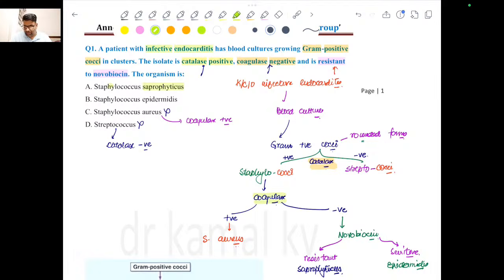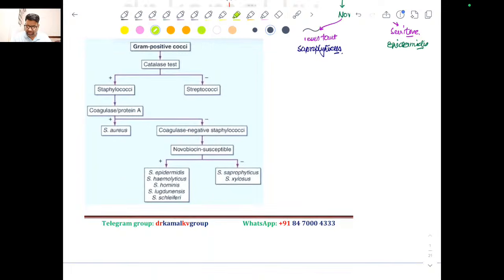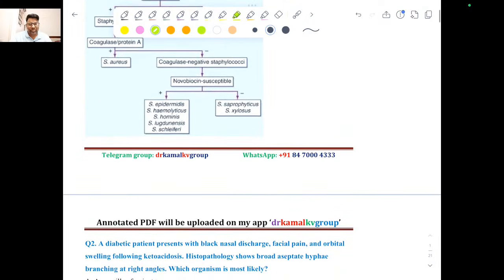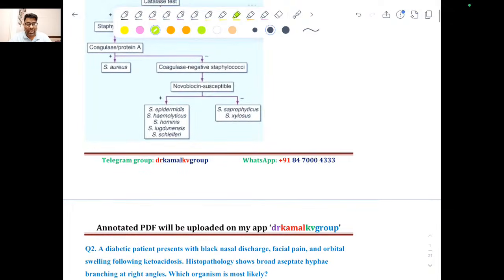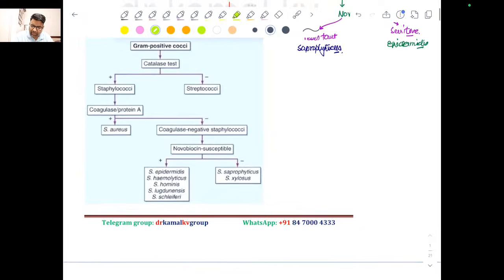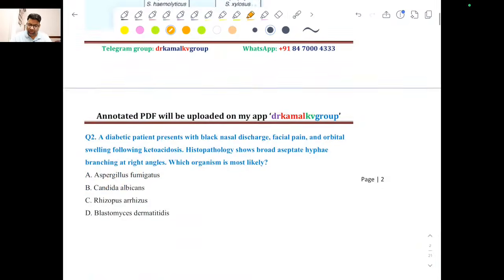So, please read this thing properly. You can take this chart, something like this. Okay. So, you can just read it in the annotated PDF, which I will be uploading on my app, right. So, for the time being, the answer is saprophyticus. Clear? Chalo, moving forward to the next question.